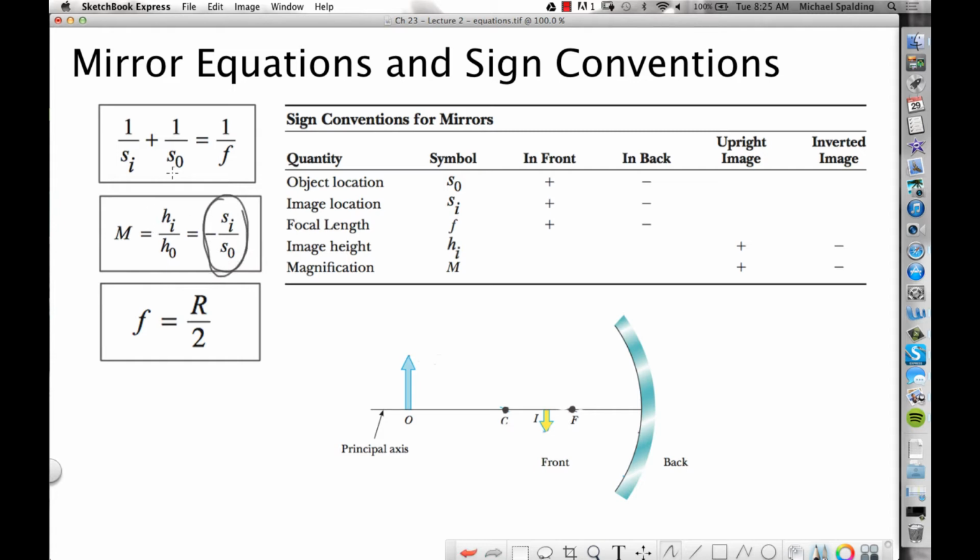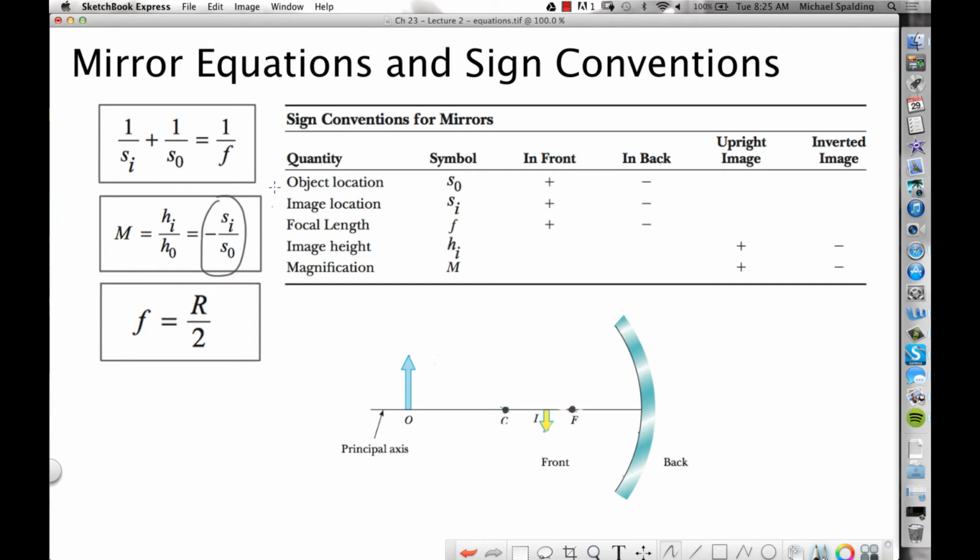Because look, what if you have an object that's 6 feet tall and the image is also 6 feet tall? H_O would be 6, and the image is 6 feet. What's going to be the magnification? A 6 foot object produces a 6 foot image. The magnification would be 1. 6 over 6 is 1. So you'll be using negative image distance over object distance. That's the one that's important.